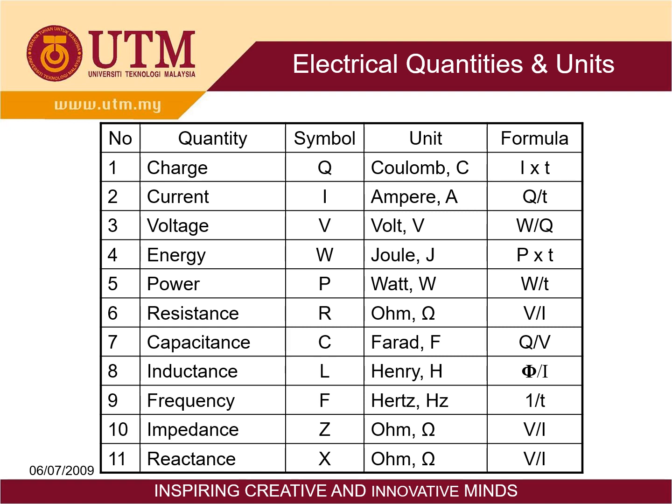So energy and power, you have to differentiate. You have to be careful because the energy symbol is W, and the power unit is W also. Next is resistance. You use the symbol R for resistance, and the unit is ohm, omega. For capacitor, the symbol is C and the unit is farad. For inductor, the symbol is L and the unit is henry. Frequency is the standard F, and the unit is Hz.